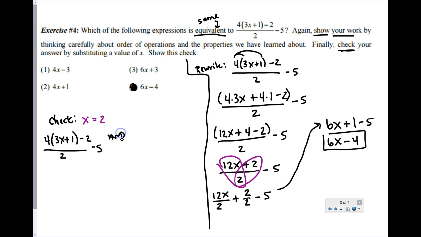And I'm checking my new expression, 6x minus 4. And now wherever I see x, I'm going to replace it with a 2. So I have 4 times 3 times 2, not x anymore, plus 1, and then carry all of that down. And now I start using PEMDAS. 3 times 2 is 6.